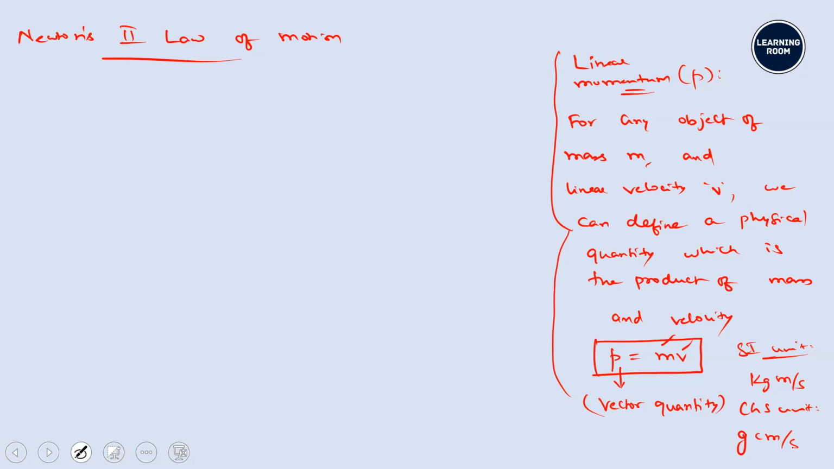Now we will see what this Newton's second law of motion has to tell us. Newton's second law of motion mainly speaks about the rate, the time rate at which linear momentum is changing. Meaning, let's say there is a car. When the car is in the parking lot, what is going to be its velocity? Obviously, zero.